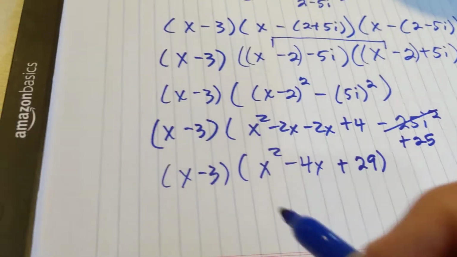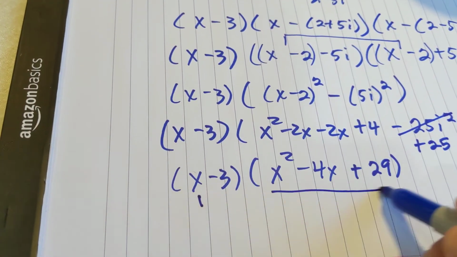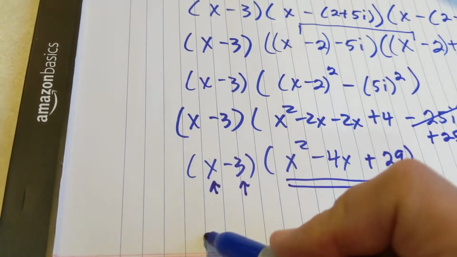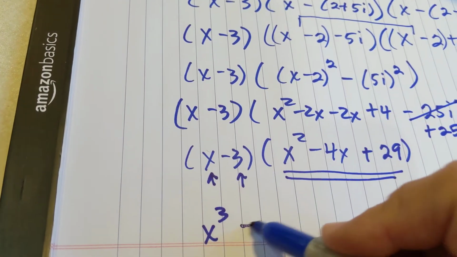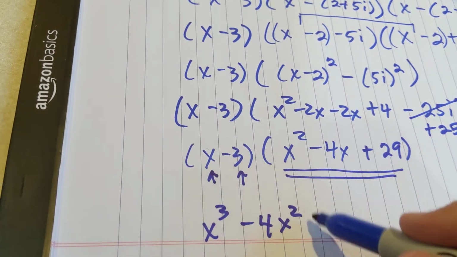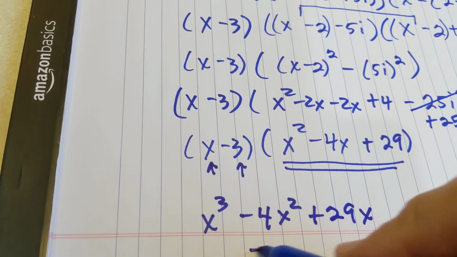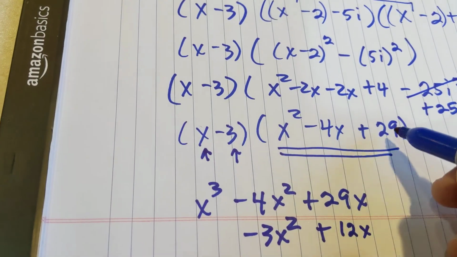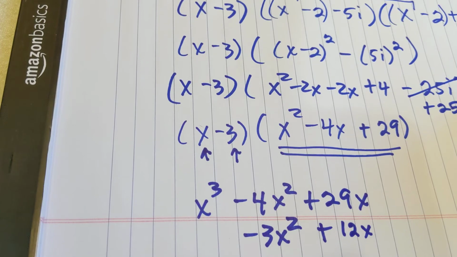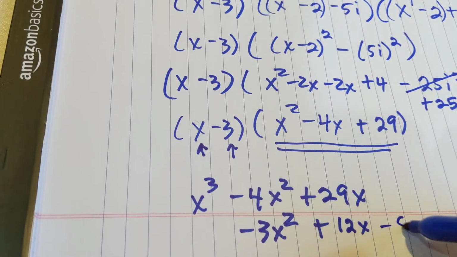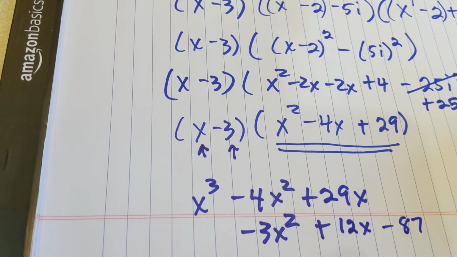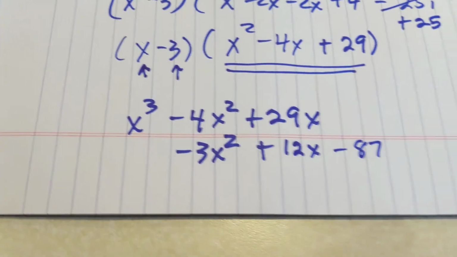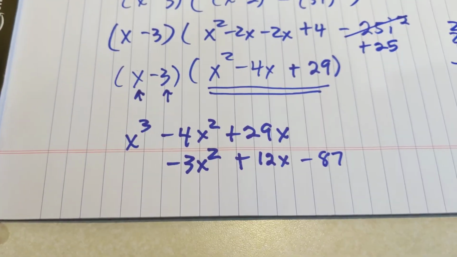So the only other thing I have to do is multiply this times all of this, and then this times all of this, and combine like terms. So this is x cubed minus 4x squared plus 29x minus 3x squared plus 12x. And then 3 times 29, what is that? 87, negative 87, I think. 29 times 3, 27, yeah, 87. And it's a negative times a positive, so it's negative.